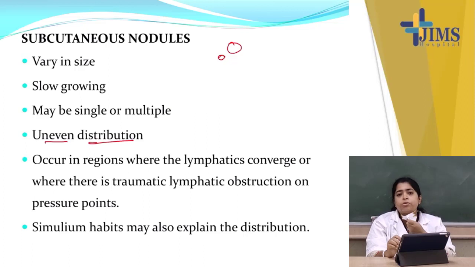And where do the nodules form? These nodules occur in regions where there is lymphatic obstruction or trauma, on pressure points. That is, you will get these nodules mainly on the knees. These knees are pressure points, and you also get nodules on the shoulders or on the head. So, Simulium habits also explain the distribution, as I have already told you.